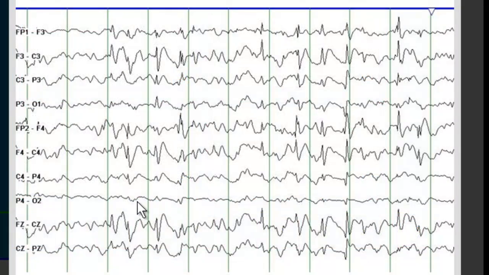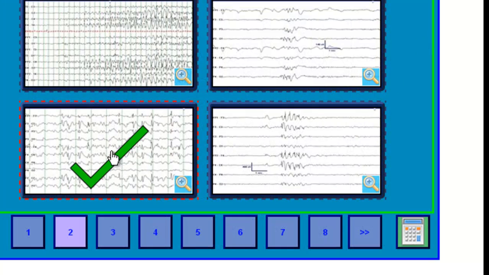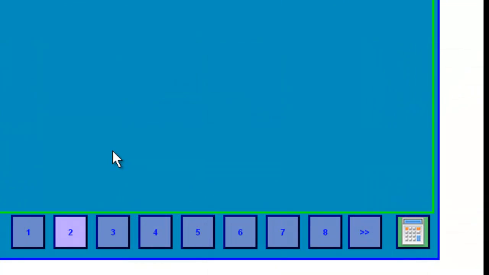What about this one? This is something where you see the slow spike and wave discharges. These are the kind of slow spike and wave discharges that you can see with Lennox-Gastaut syndrome. This is the spike and this is the wave that follows. Between two green lines, you see 1 to 2 waves, so 1.5 to 2 hertz frequency. So this can qualify for Lennox-Gastaut syndrome. This is what we will select, and we've gotten the right answer.